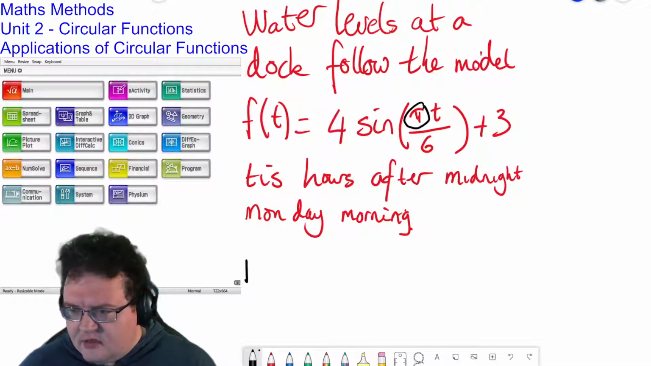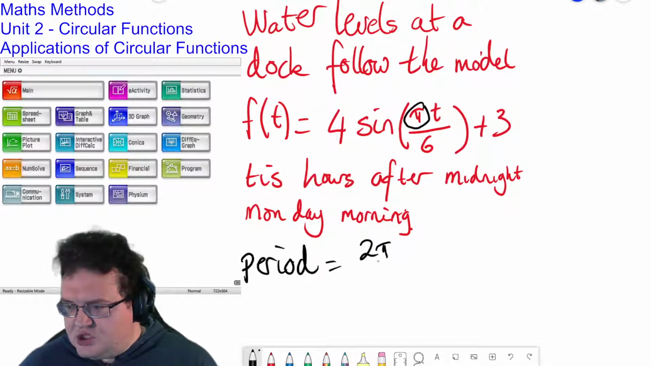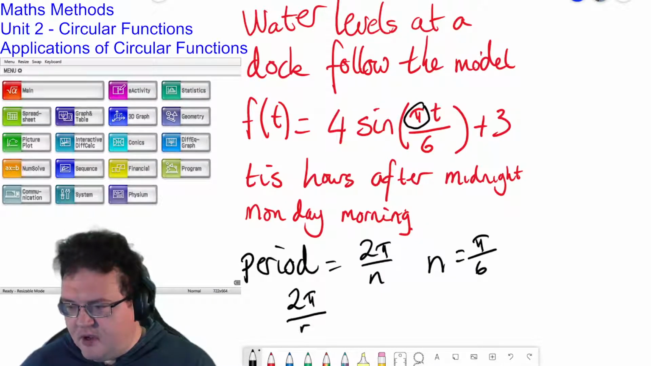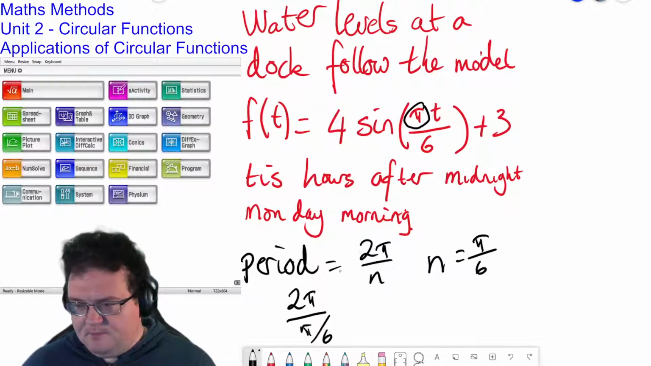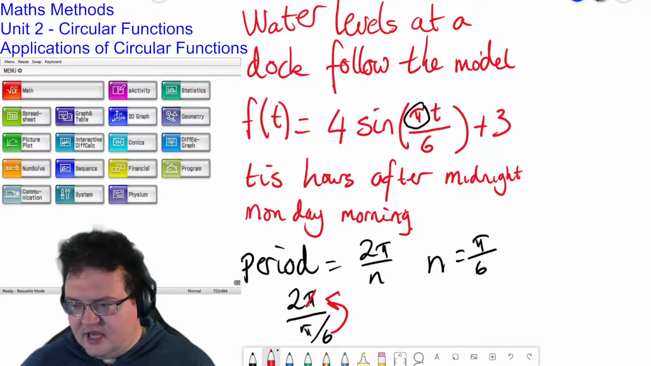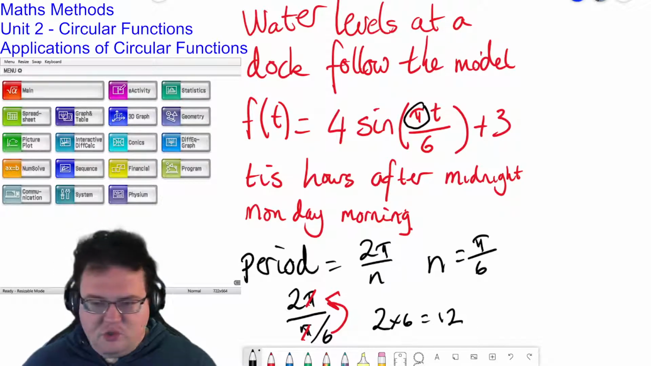So in this case here, if the period is 2 pi on n, and n is pi on 6, then I'm going to have 2 pi divided by pi divided by 6. Now, when we divide a fraction by another fraction, the denominator goes up there, so it becomes 12 pi on pi, and then the pi's are going to cancel out. So it's now just left as being 2 times 6, which is 12.